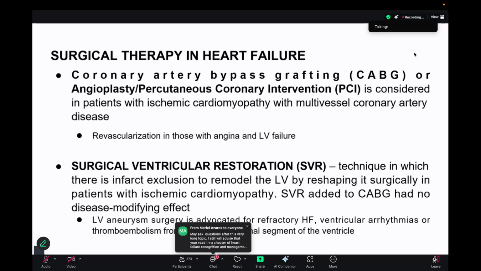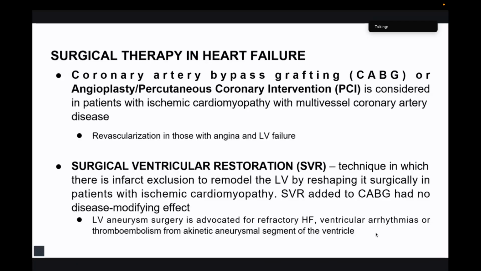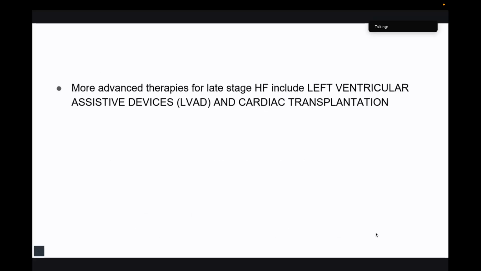SVR added to the bypass had no disease-modifying effect. Left ventricular aneurysm repair is advocated for refractory heart failure, patients with ventricular arrhythmias, or thromboembolism due to the presence of an akinetic aneurysmal segment of the left ventricle. More advanced therapies for HFrEF or late-stage heart failure include left ventricular assist device, LVAD, and cardiac transplantation, which I will not discuss.